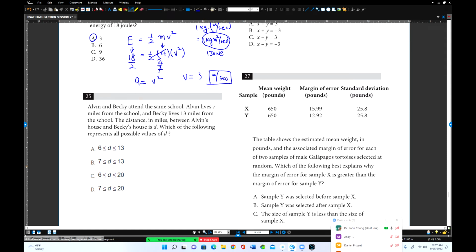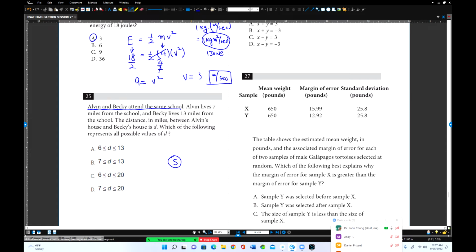Number 25. Alvin and Becky attend the same school. Alvin lives 7 miles from the school and Becky lives 13 miles from the school. This is the school over here. The distance in miles between Alvin's house and Becky's house is D. Which of the following represents all possible values of D?